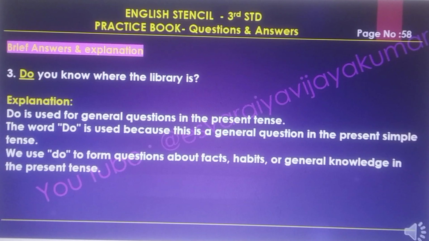Do you know where the library is? Explanations. Do is used for general questions in the present tense. The word do is used because this is a general question in the present simple tense. We use do to form questions about facts, habits or general knowledge in the present tense.